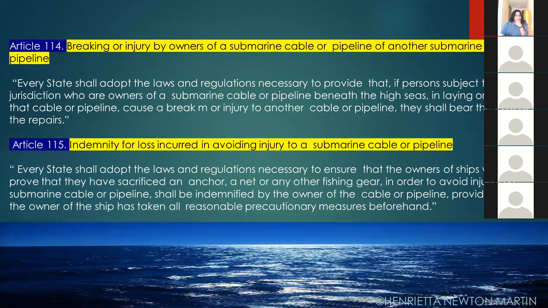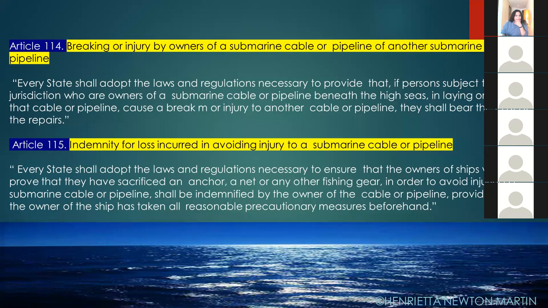Article 114 talks about breaking or injury by owners of a submarine cable or pipeline of another submarine cable or pipeline. Every state shall adopt the laws and regulations that are necessary to provide that if persons subject to its jurisdiction who are owners of a submarine cable or pipeline beneath the high seas, while laying or repairing that cable or pipeline, cause a break or injury to another cable or pipeline, then they shall bear the cost of repairs. That is, the one who has caused the break or injury shall bear the cost of what?